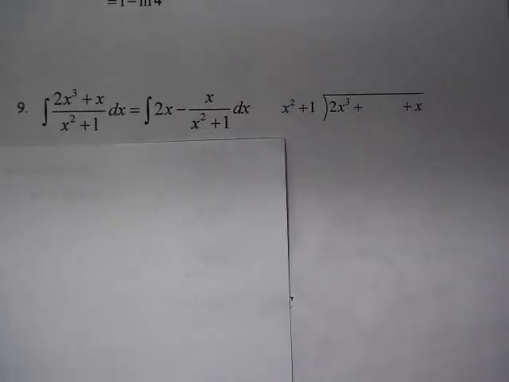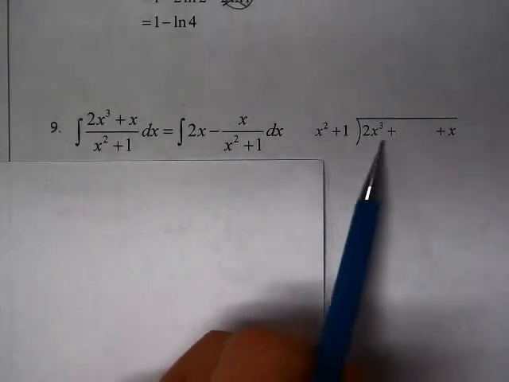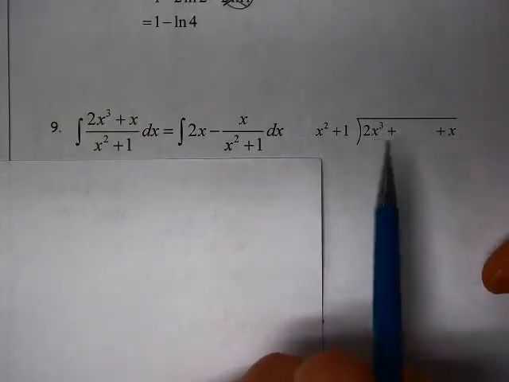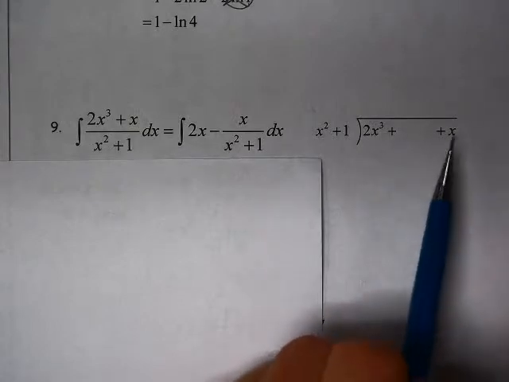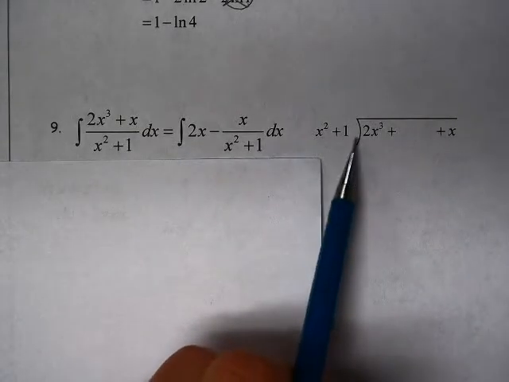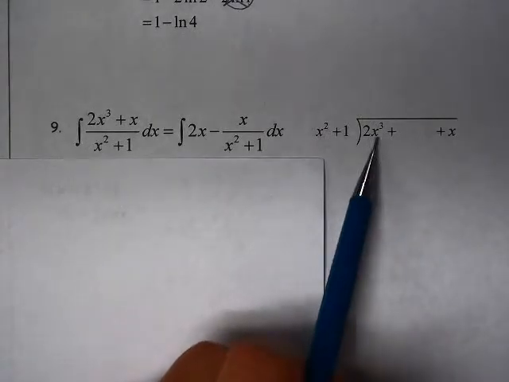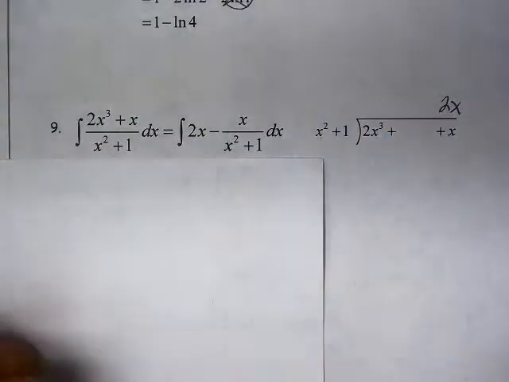Okay, so as we do this division, I have the original numerator inside here. I have a column for each power of x. So I have my x cubed column, I have my x squared column, I have my x column. And then I have the original denominator that I'm going to divide by. So I'm going to divide the leading terms. 2x cubed divided by x squared is 2x.